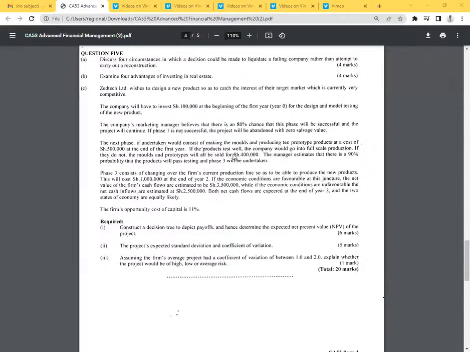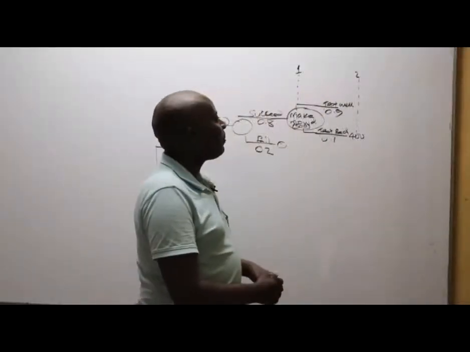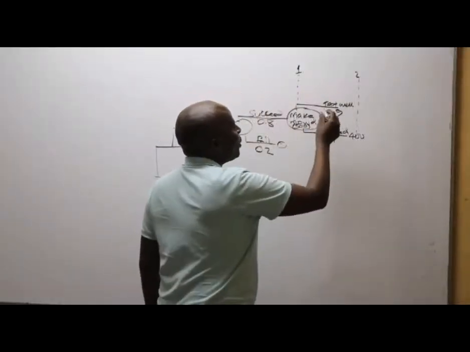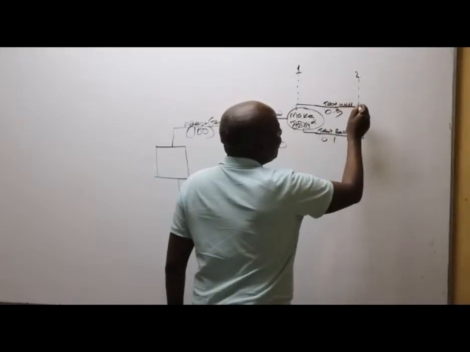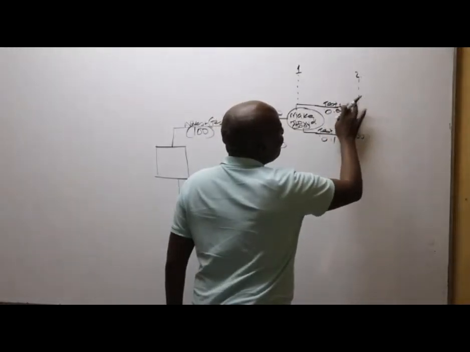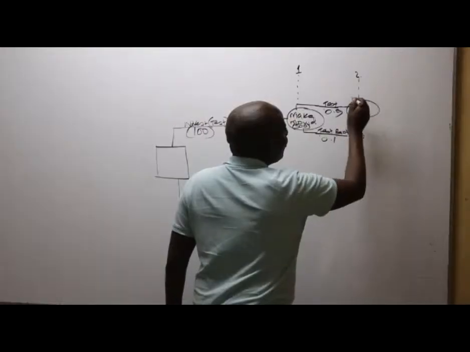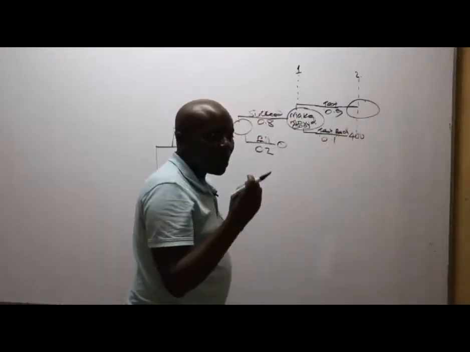They have told us here that phase 3, which is full scale production, consists of changing over the farm's current production line so as to be able to produce the new products. This will cost 1 million at the end of year 2. Great. So we are being told, ladies and gentlemen, if this prototype tests well, then we go to full scale production, and there would be some changes in our production line.